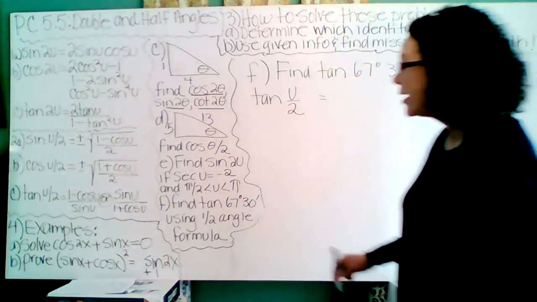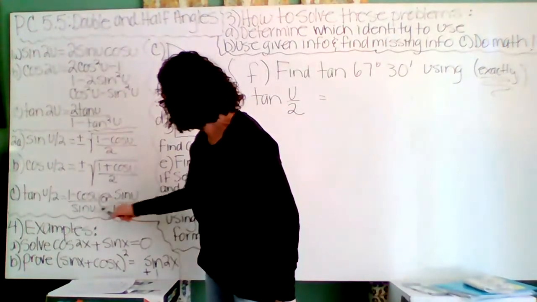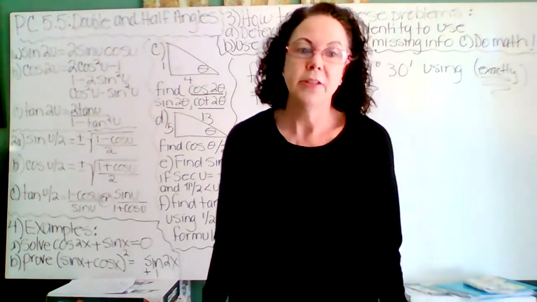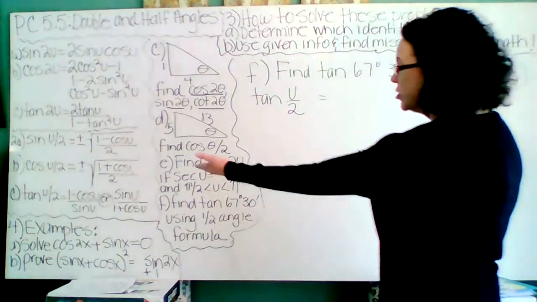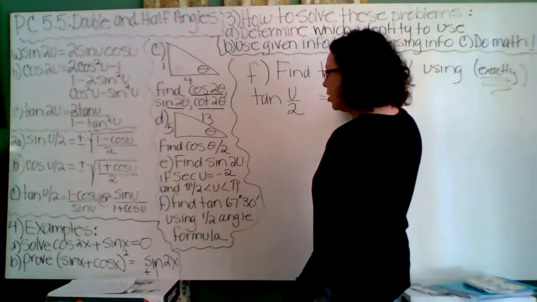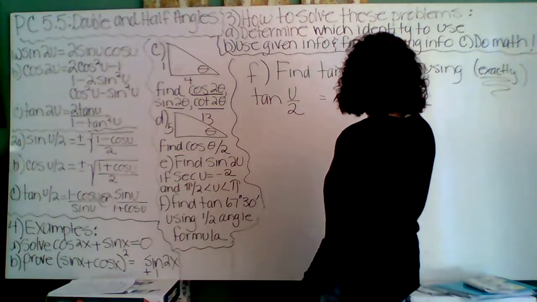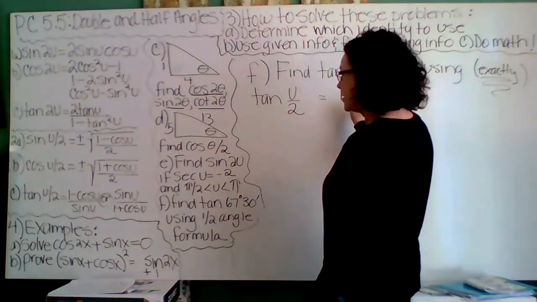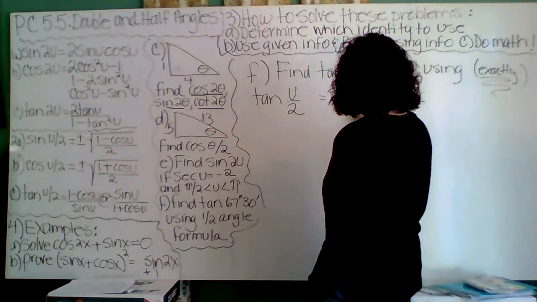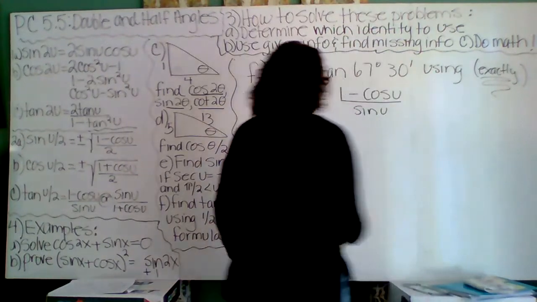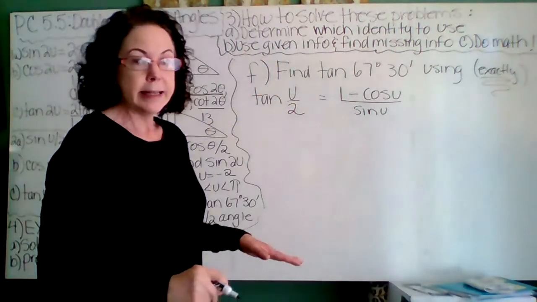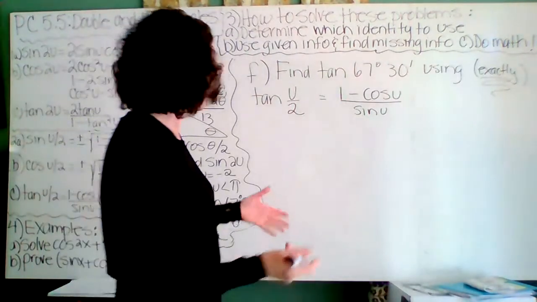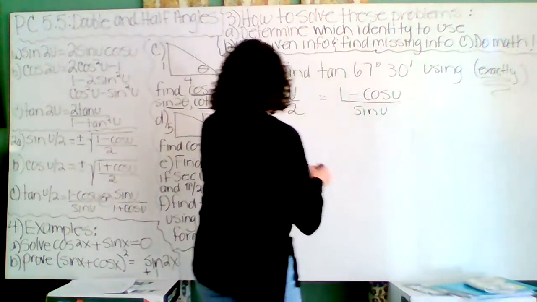Okay, so tangent of a half angle is either one of these formulas. We can use either one that we want. Let's use the first one. That would be 1 minus cosine of u over sine of u. Okay, so how do we do this? We need u, right? If we had u, we would be doing well.